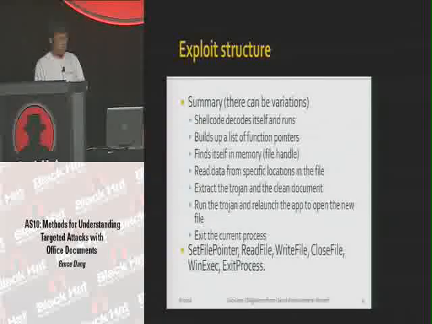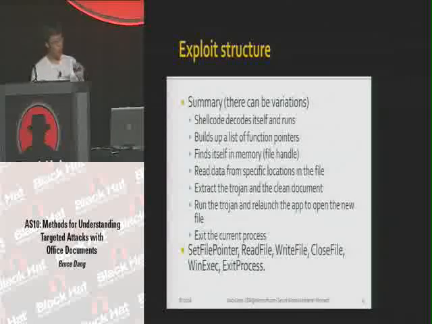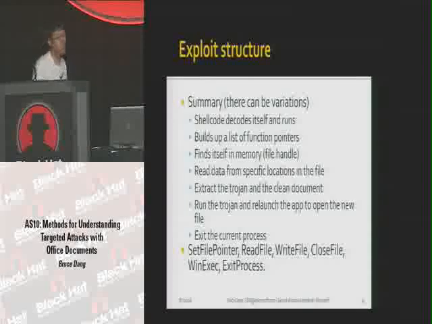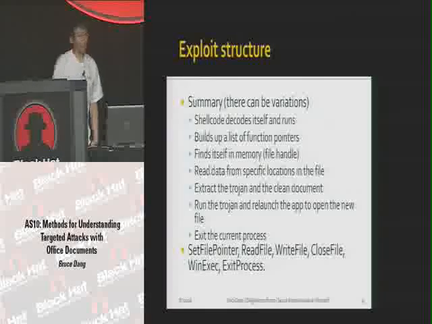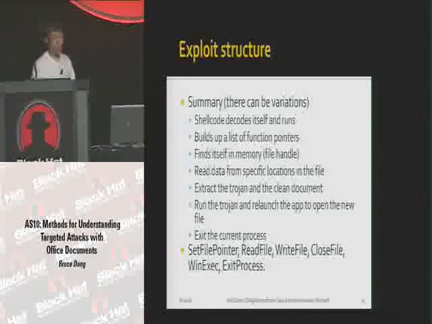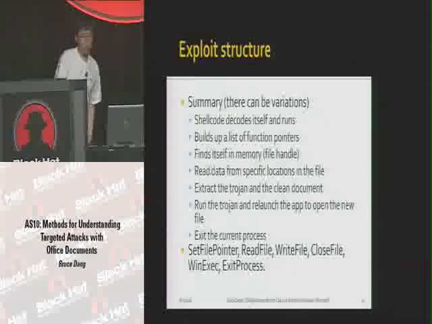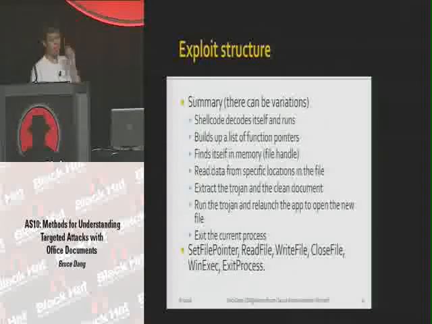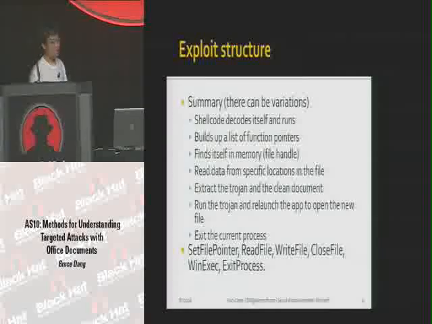So, if I went too fast, this is a summary of it. In the beginning, you have the shellcode decoders. It'll decrypt itself. Then it'll run. Then it'll build up a list of function pointers: set file pointer, read file, write file, close file, WinExec, exit process. These are fairly standard, create file as well. I didn't put it in there, but these are fairly standard Win32 API calls that you would need to use to achieve some of the functionalities I just talked about. And then it tries to find itself in memory using the file handle brute force method. And then it'll extract the file using, literally, set file pointer and then read file, write file.